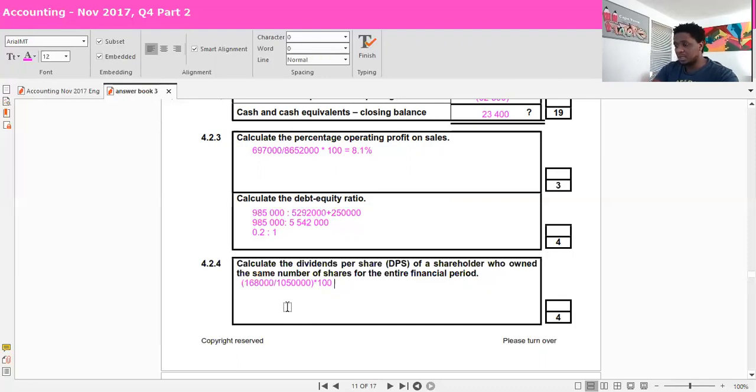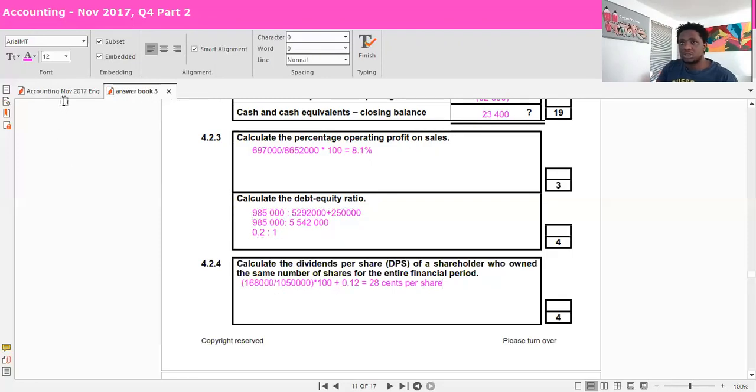On top of that, you would have to add the interim dividend, because that shareholder got the final dividend, but on top of the final dividend, he also got the interim dividend, which was 12 cents per share. That would then give us 28 cents. So it would be 28 cents per share for these dividends.